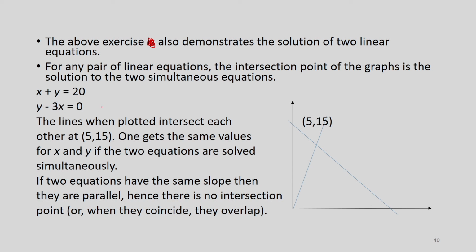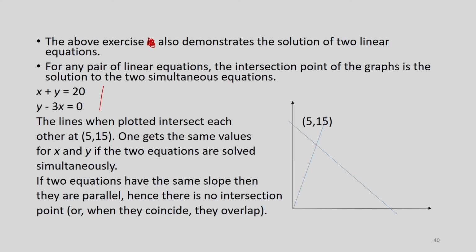So, you have two linear equations, x plus y is equal to 20 and y minus 3x is equal to 0. These two lines when plotted intersect each other at this point (5, 15). One gets the same values for x and y if the two equations are solved simultaneously.